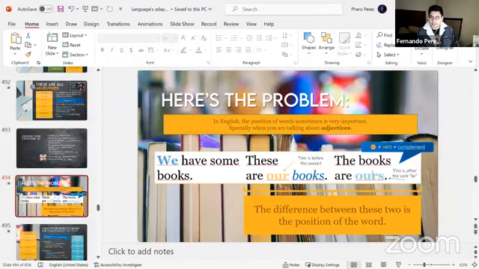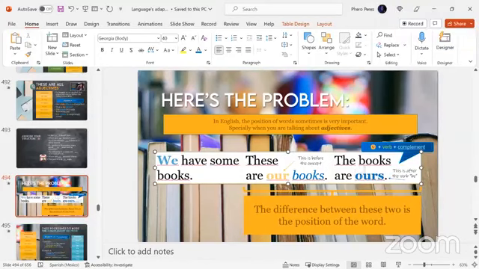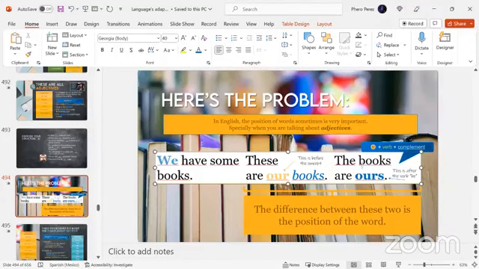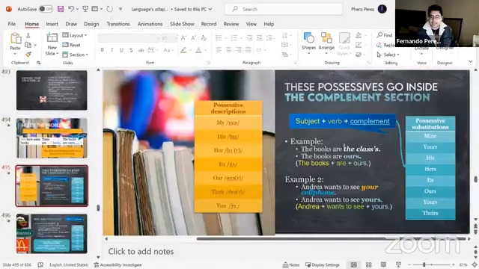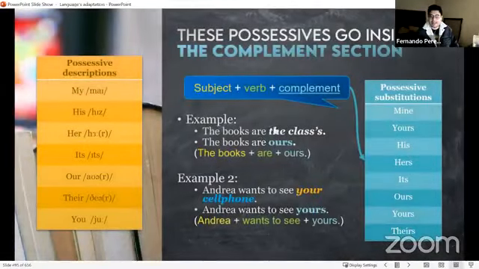And the other one, the blue one, this is a substitution of nouns. Look at this. If you say the books are the class's, we are going to eliminate the class's and replace it with ours, with the S. The books are ours. These S's represent the classes.